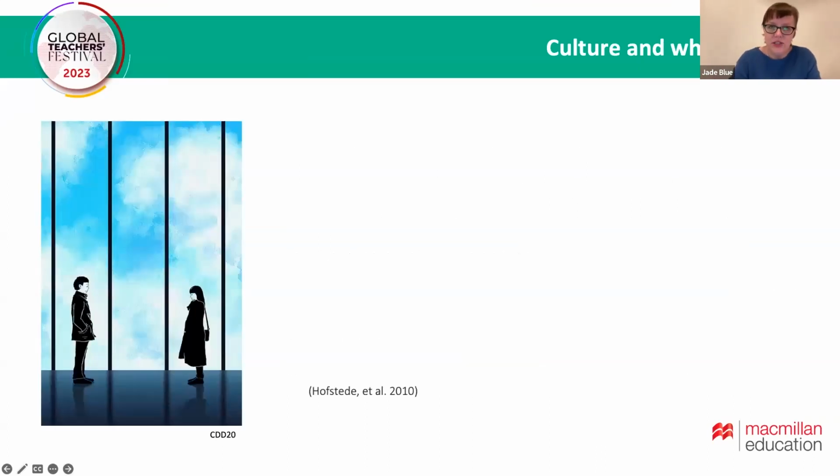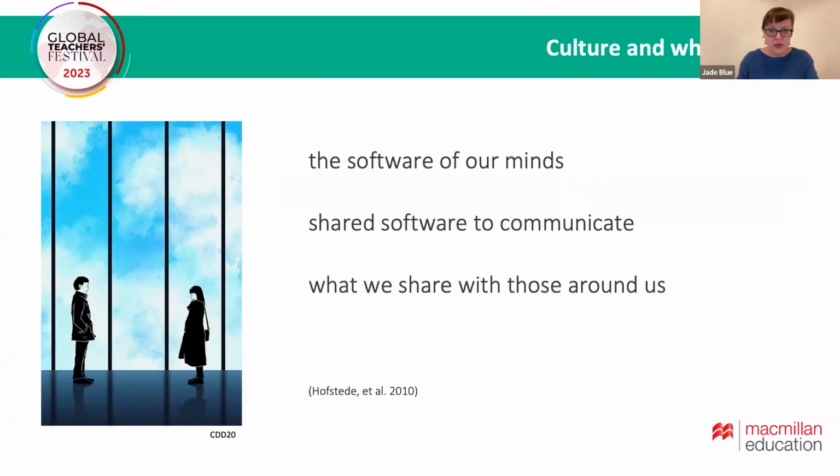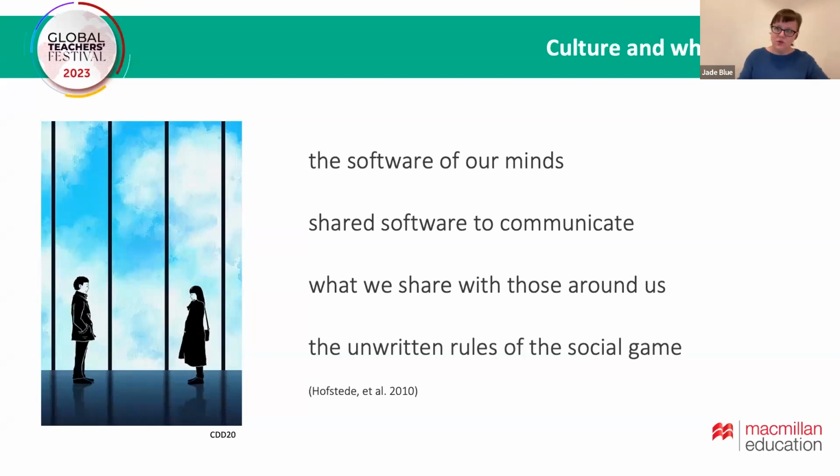Now, the social psychologist Geert Hofstede describes culture as how you were raised. He says that it develops while you grow up. And he uses a computer metaphor to describe culture as the software of our minds. I really like this metaphor. And he says that we need a shared software in order to communicate effectively. So culture is about what we share with those around us. It's not just about what makes us different. And in practice, of course, when we interact with other people, culture constitutes the unwritten rules of the social game.